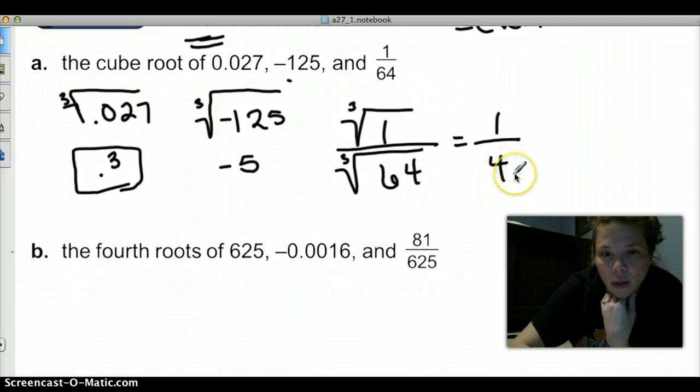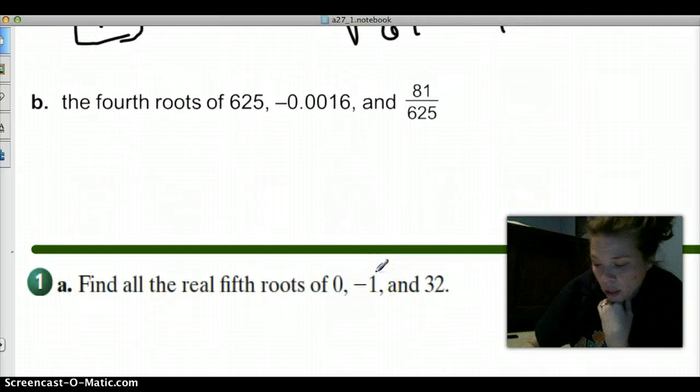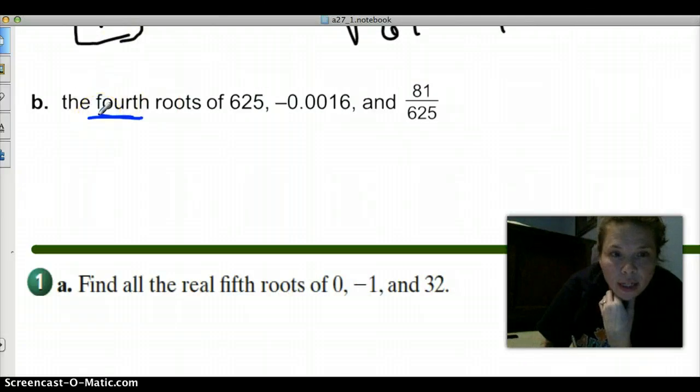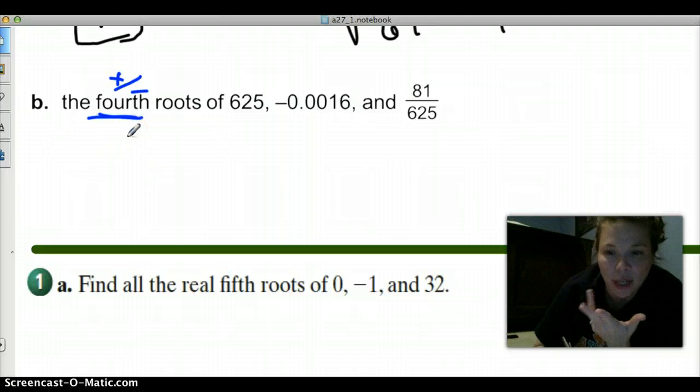Okay, so now, taking a look at the fourth roots. Since this is fourth roots, that means we're going to have positive and negative possibilities because we can get a positive outcome from a negative times negative times negative times negative. Okay, so the fourth roots of 625.